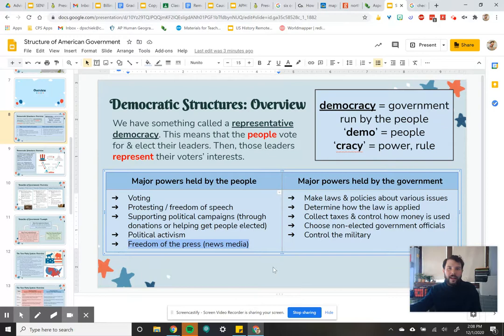This is the news media. Anytime that we watch the news or contribute to the news or write a letter or write anything that we see in a newspaper, that is the power of the people to be able to inform others.